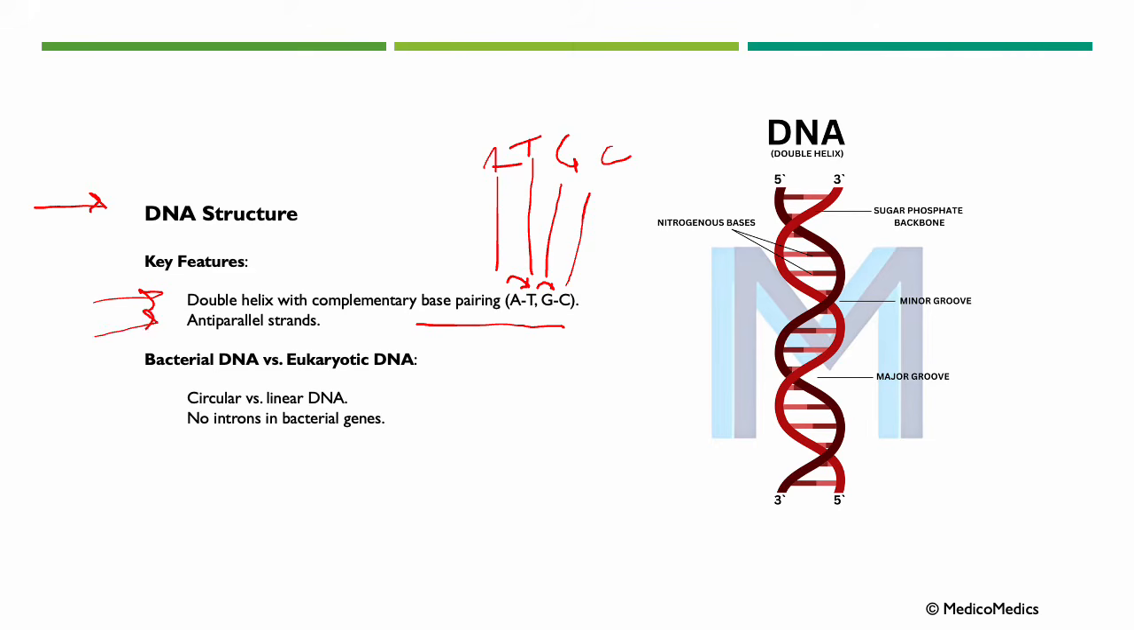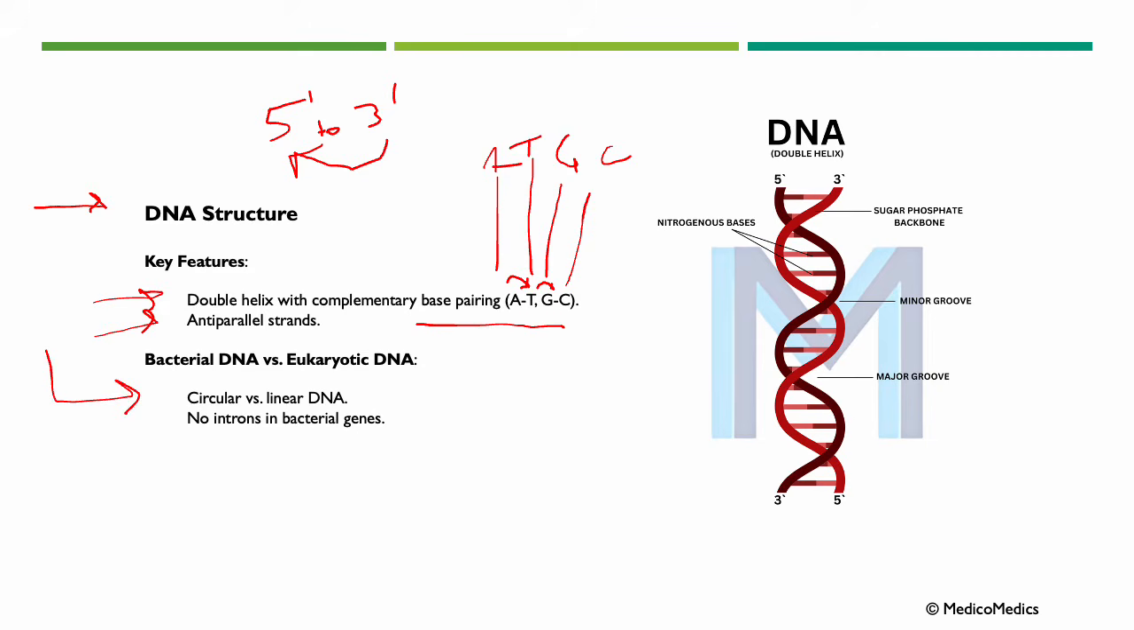Now, these strands are anti-parallel, meaning they run in opposite directions. So one strand is oriented 5 to 3, while the complementary strand runs from 3 to 5.